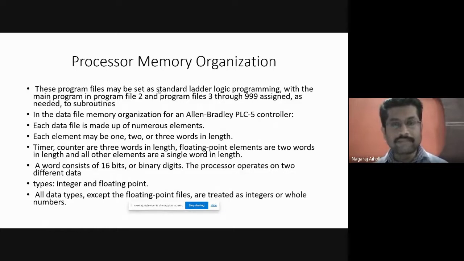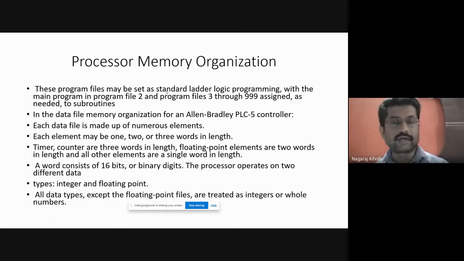In the Allen Bradley PLC5 controller, this is how the memory is organized for the data files. In the Allen Bradley PLC5 PLCs, each data file consists of what are called elements. These elements may be 1 word in length, or 2 words in length, or 3 words in length.